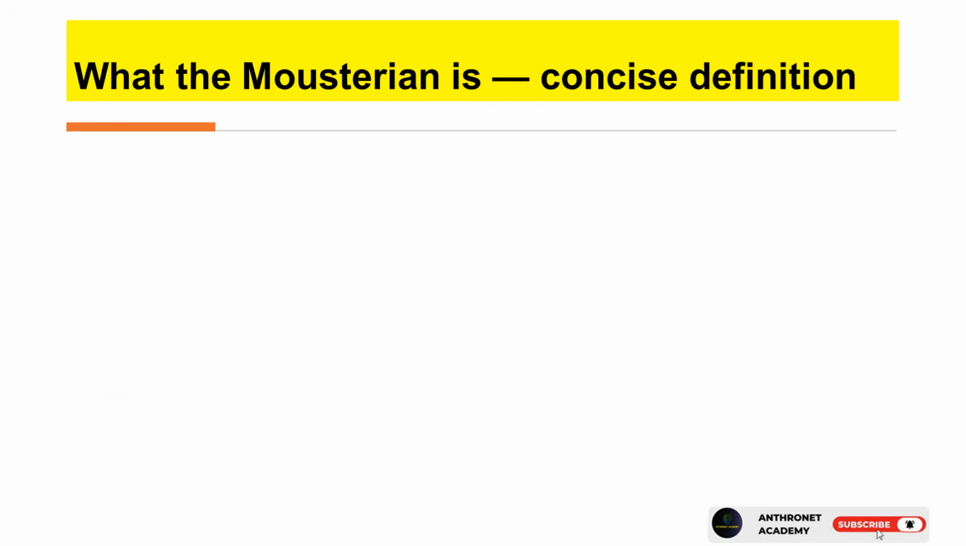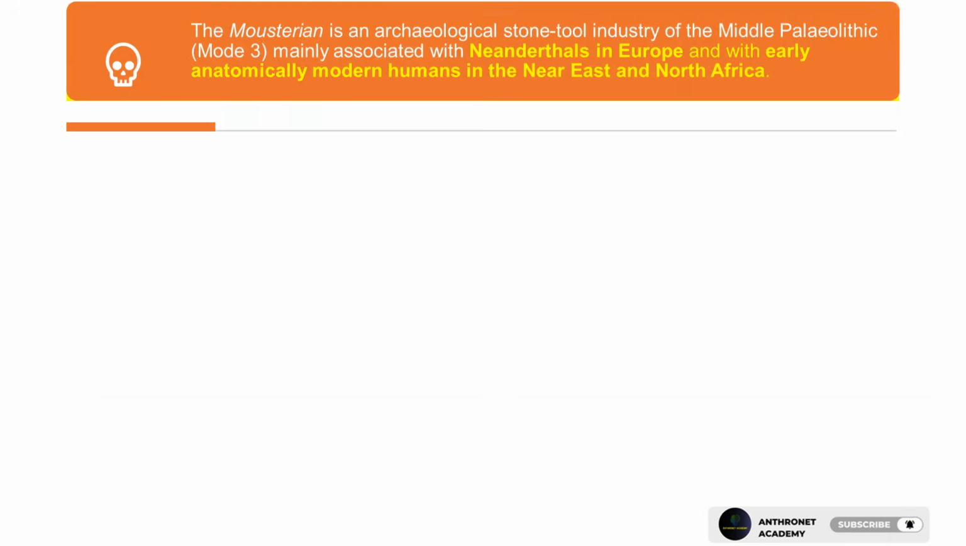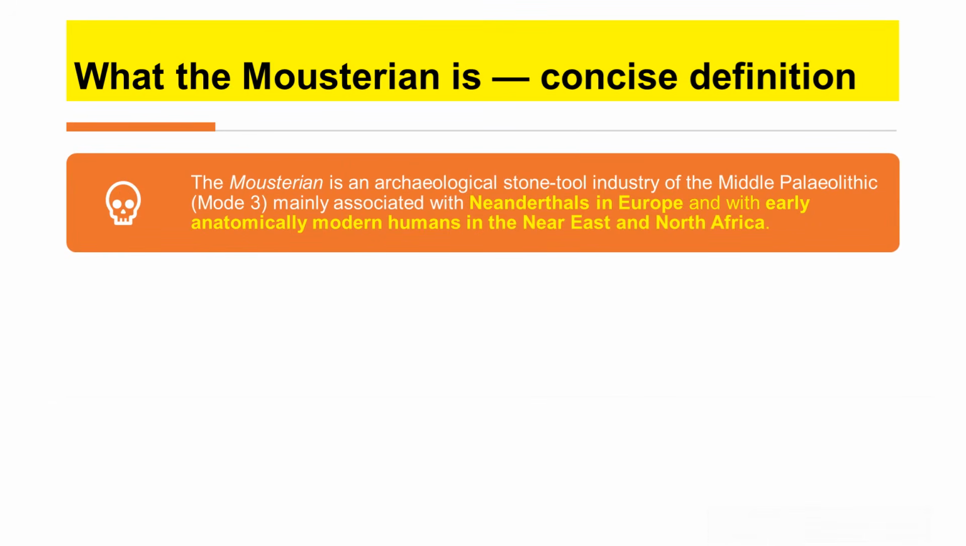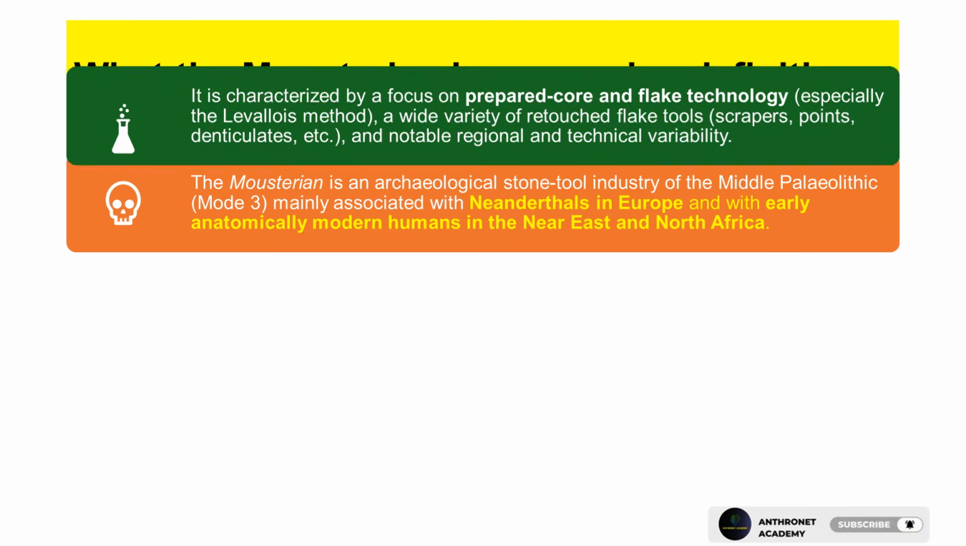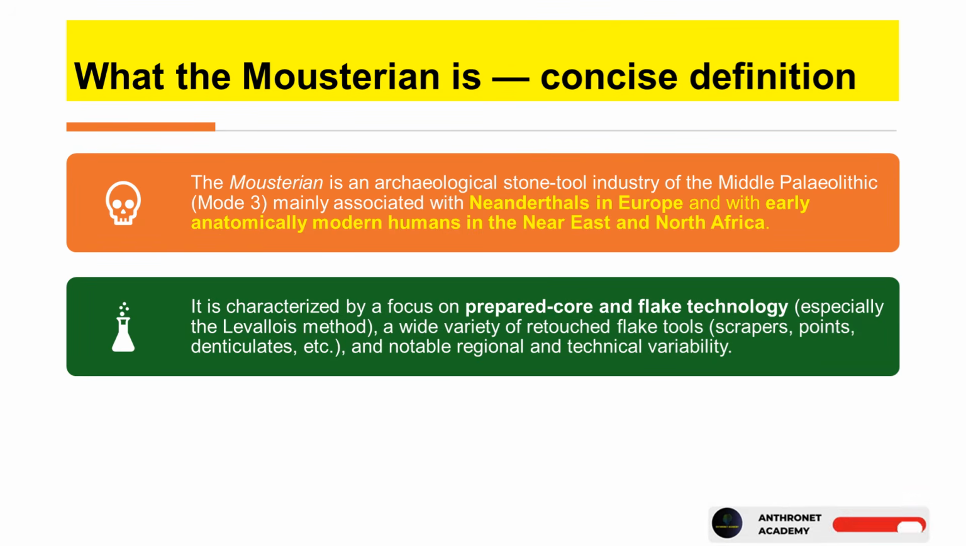What the Mousterian is: a concise definition. The Mousterian is an archaeological stone tool industry of the Middle Paleolithic, Mode 3, mainly associated with Neanderthals in Europe and with early anatomically modern humans in the Near East and North Africa. It is characterized by a focus on prepared core and flake technology, especially the Levallois method, a wide variety of retouched flake tools (scrapers, points, denticulates, etc.), and notable regional and technical variability.